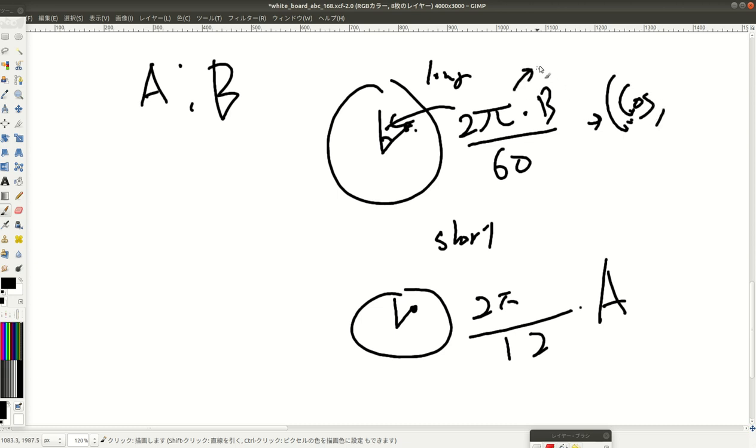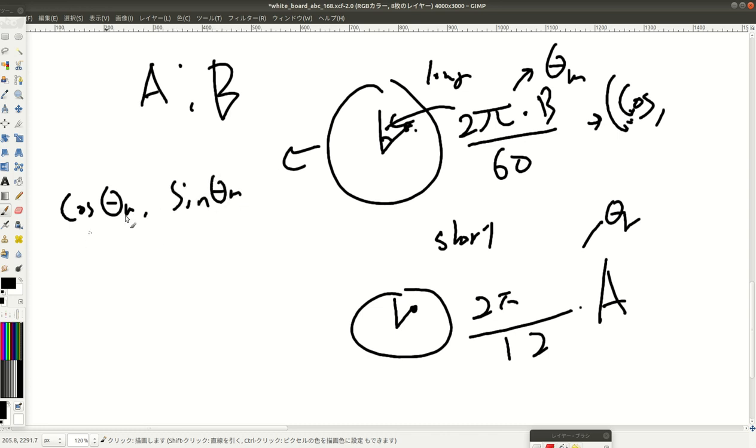Okay, this is theta minutes, and this is theta hour. The coordinate is cosine theta minutes and sine theta minutes. This is not the same, but you can translate this to this. And the same thing will happen here, times the length of minutes.